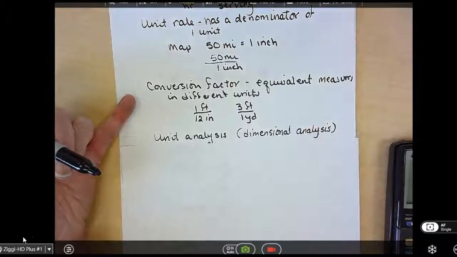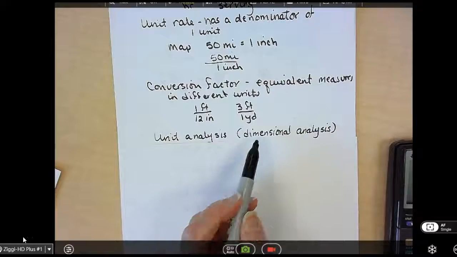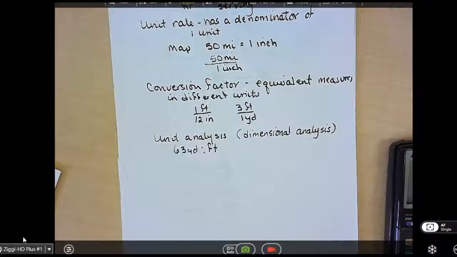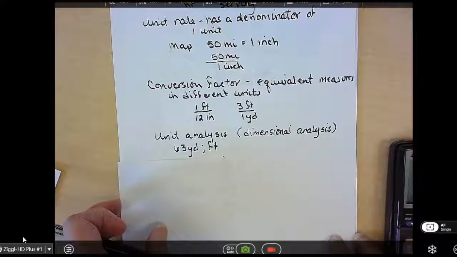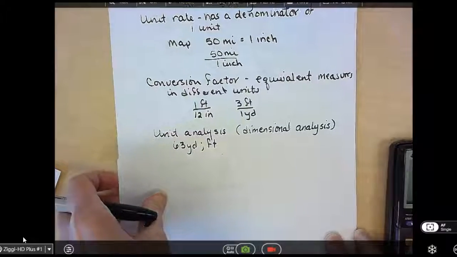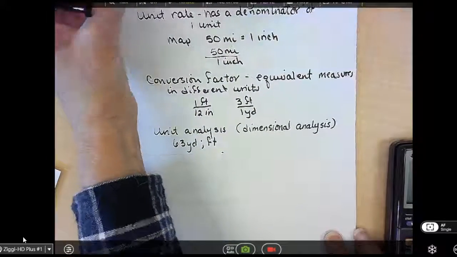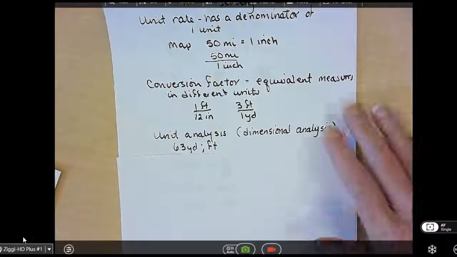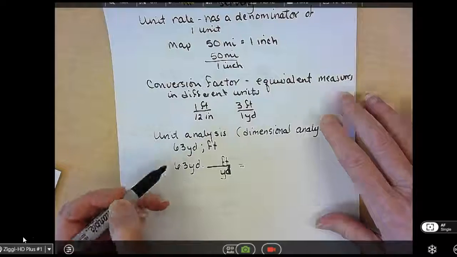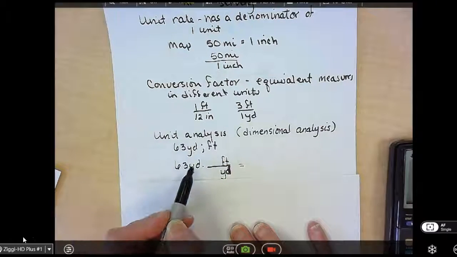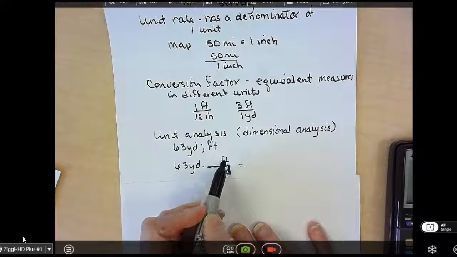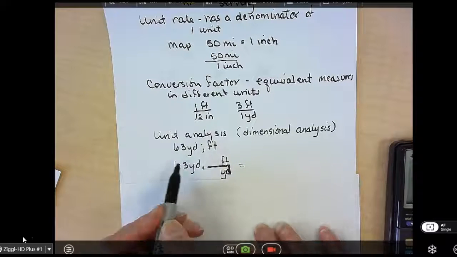And how we use those is in unit analysis. Some books will call it dimensional analysis. And what you need to do is do some conversions. We have 63 yards and we want to convert to feet. To do the dimensional analysis, our 63 yards, I want my yards to cancel, so then I'm writing a conversion factor next to it to get it to do that.